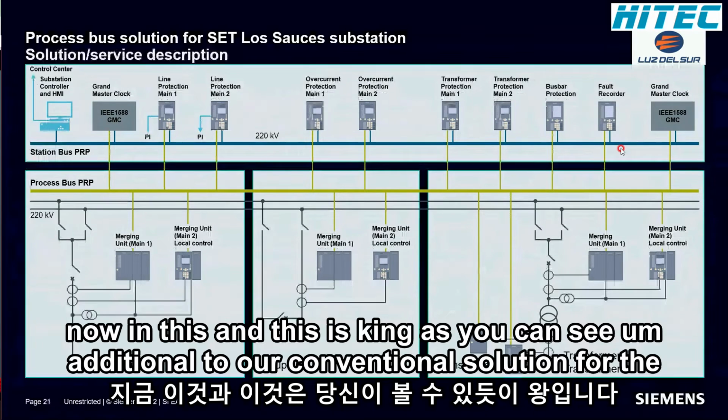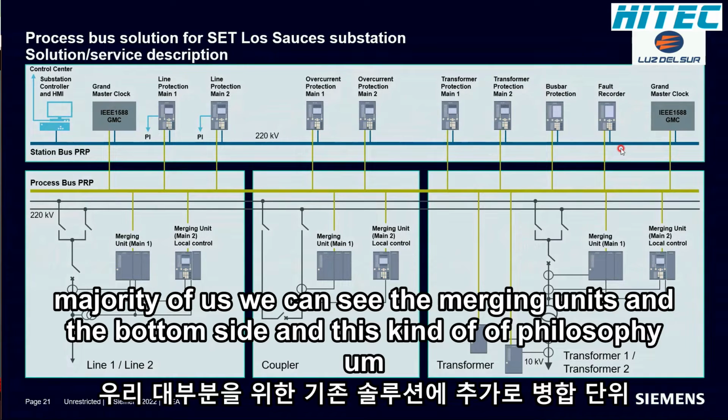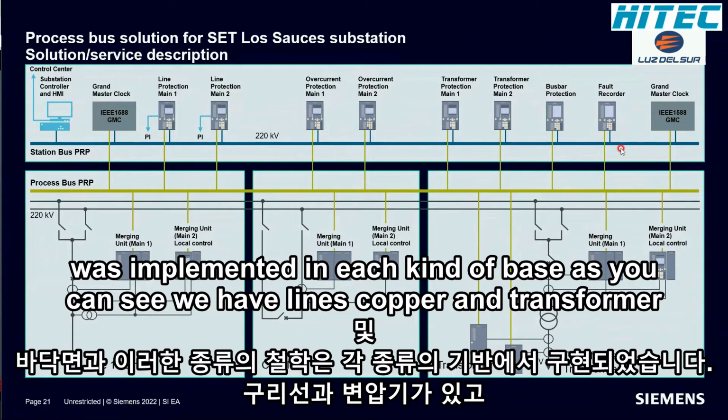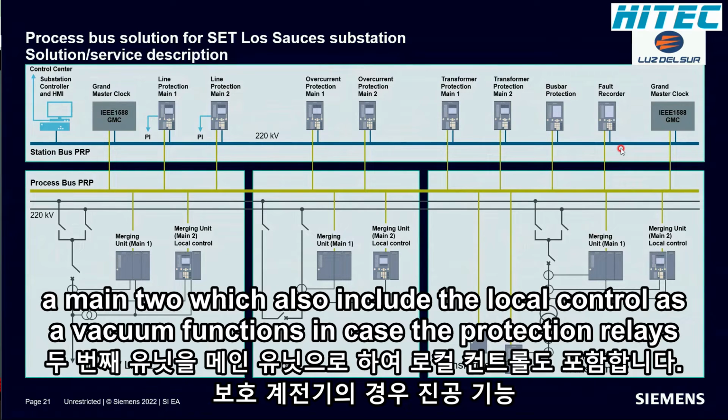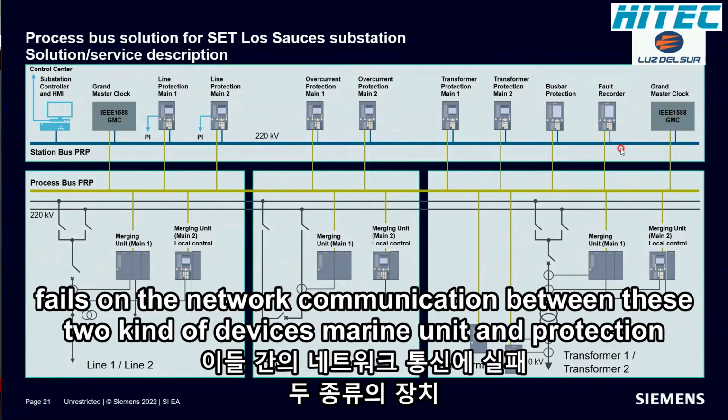Now, in this scheme, in addition to our conventional solution, we can see the merging units on the bottom side. This philosophy was implemented in each kind of bay. As you can see, we have lines, coupler, and transformer, and each one has 2 merging units. One merging unit as main 1 and a second merging unit as main 2, which also include local control as backup functions in case the protection relays fail on the network.